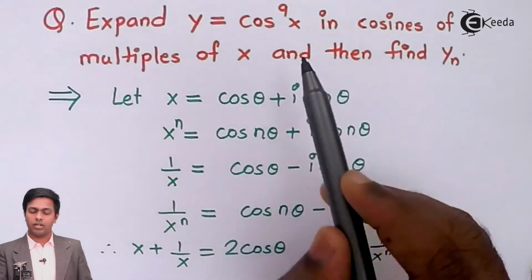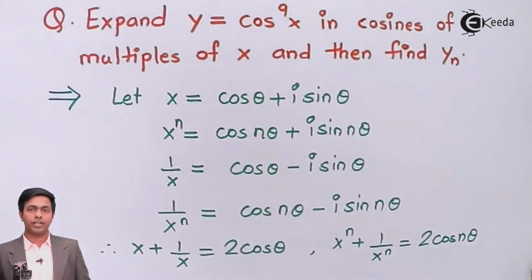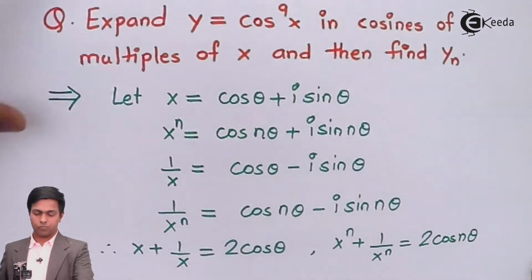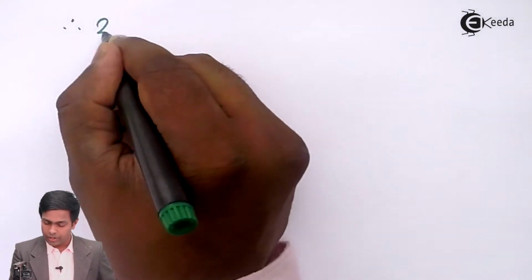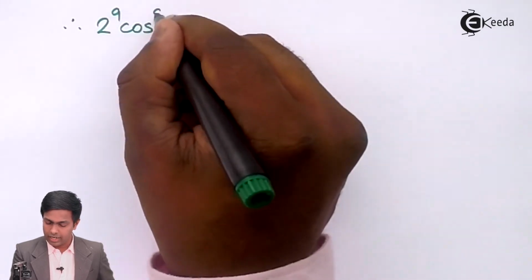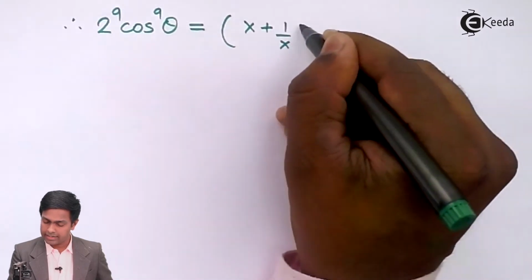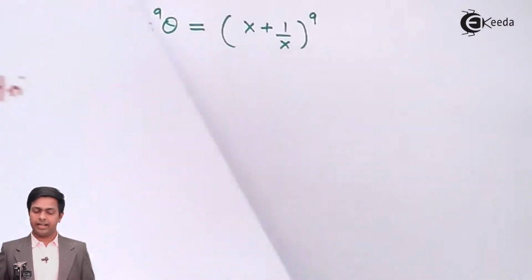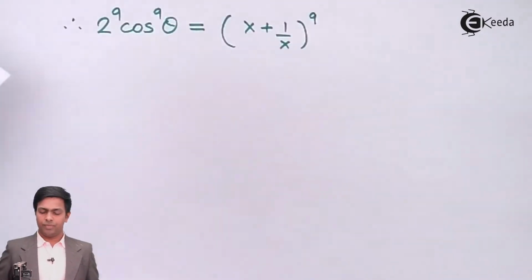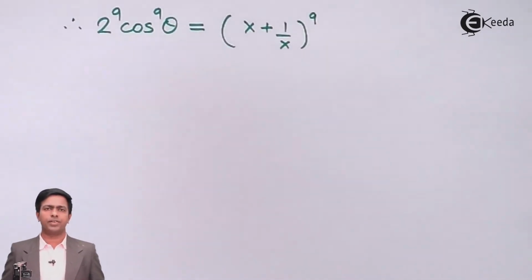Now since I want the value of cos raised to 9 x, what we'll do here is take power 9 on both sides. Therefore, 2 raised to 9 cos raised to 9 theta equals x plus 1 upon x raised to 9. Guys, purposely I'm keeping it as theta, and in the end I will convert it to x. So let's start. Now to expand this we have to use the binomial theorem.